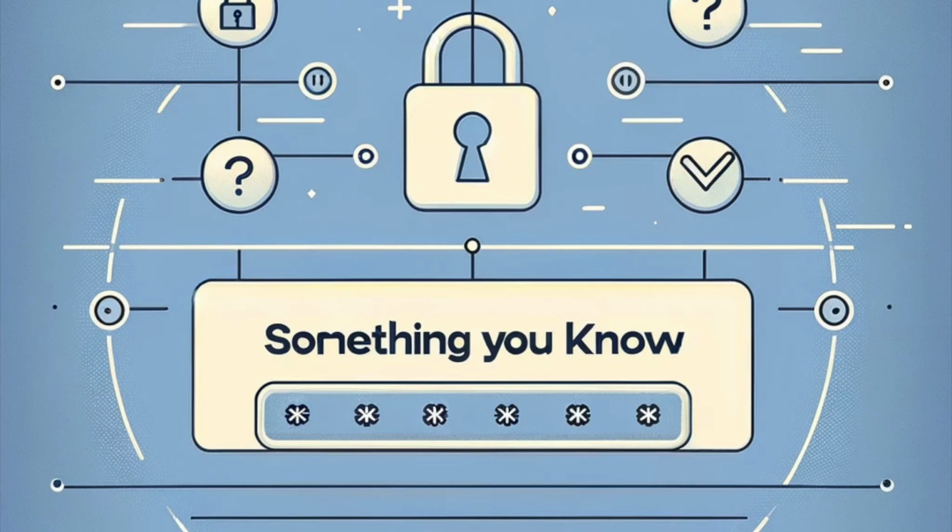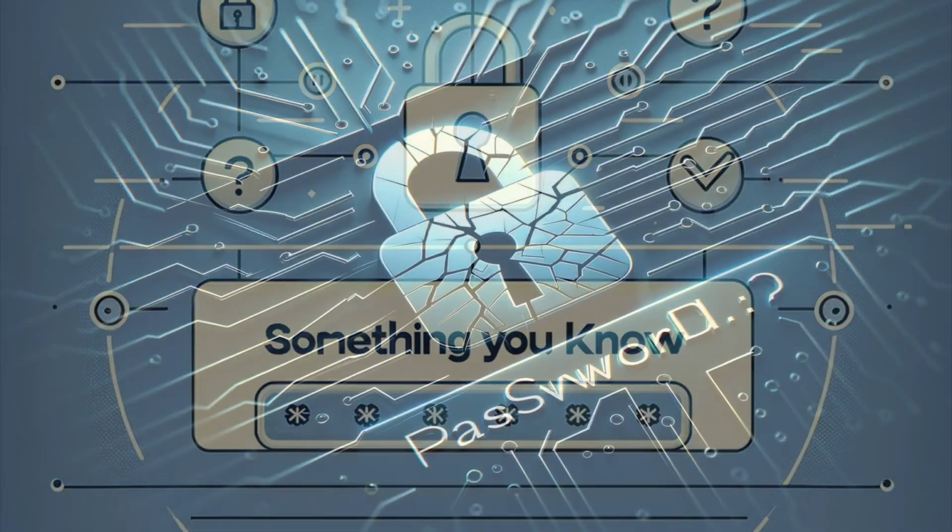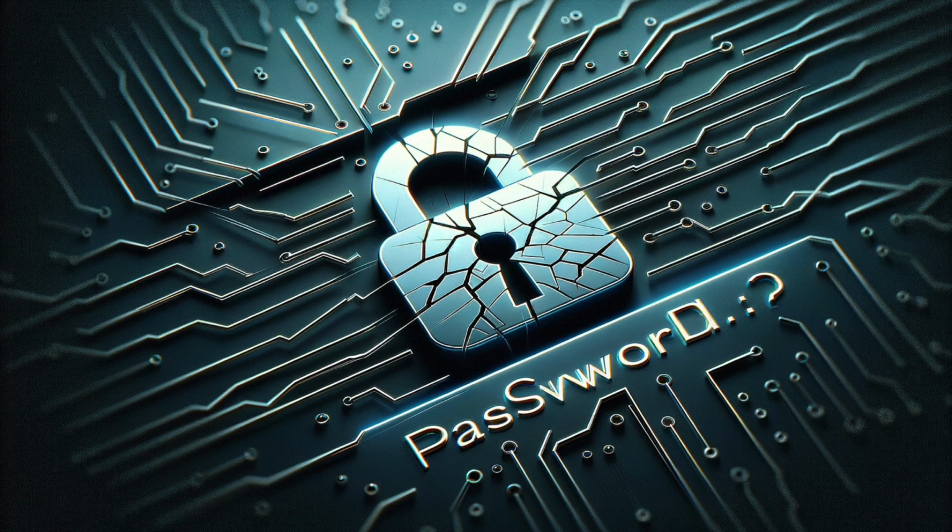This is the most familiar form of authentication and includes things like passwords, PINs, and secret questions. It's information that, ideally, only you would know. However, as straightforward as they are, these methods have their vulnerabilities. Simple or reused passwords can be easily compromised, which is why they're just one part of the MFA puzzle.